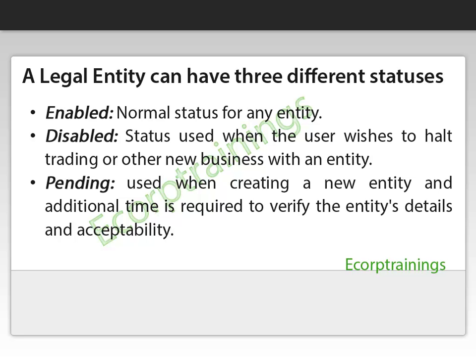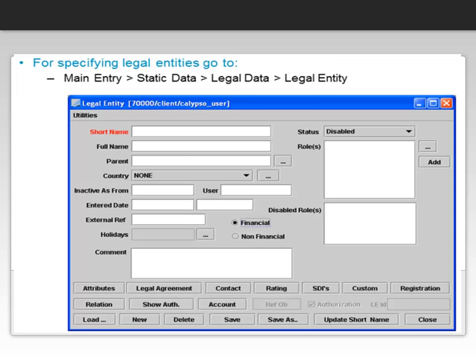And, coming to pending, used when creating a new entity, and additional time is required to verify the entity's details and acceptability. The entity in status pending can still be selected, but it will be flagged to signal the operations department that they should not approve trades involving the entity.